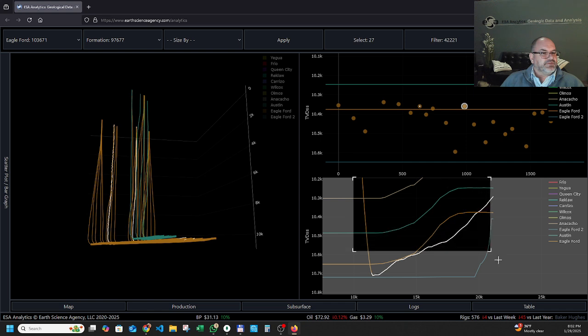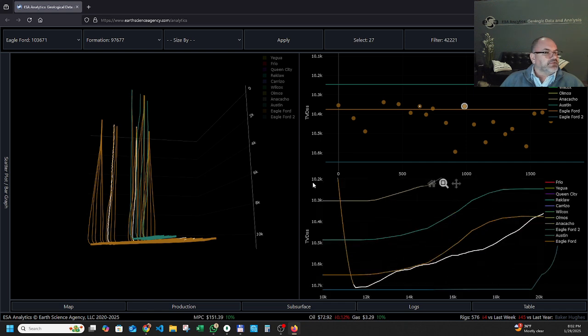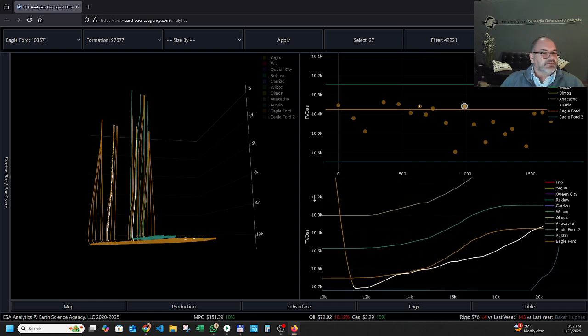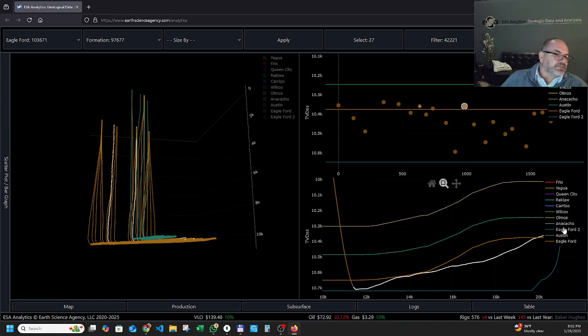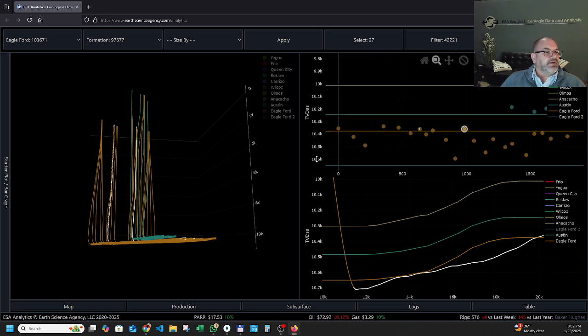So kind of zoom in a little bit here, get things a little better oriented. There's this one top that's pretty funky here. So this probably only has like 1 or 2 points. This is the Eagle Ford 2, because most of these wells are targeting the Eagle Ford. They never get down to the Eagle Ford 2, so that was not a well-constrained top. So I can just turn that off.